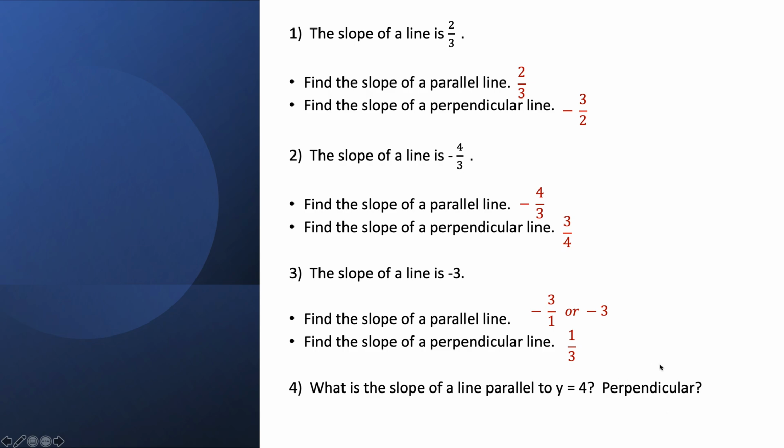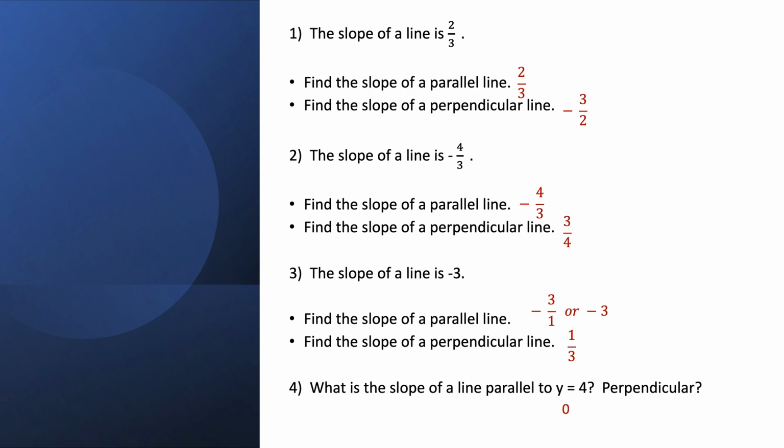Okay, so then number 4. What is the slope of a line parallel to y = 4? Well, parallel means it has the same slope. What is the slope of y = 4? Well, it's really y = 0x + 4. Remember that for parallel and perpendicular. Go ahead, a little stop and start.